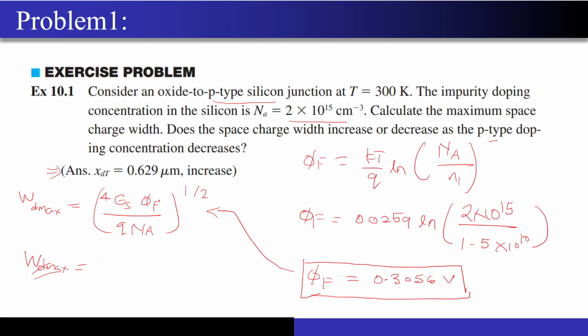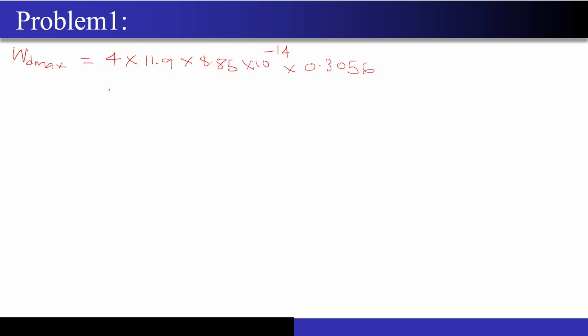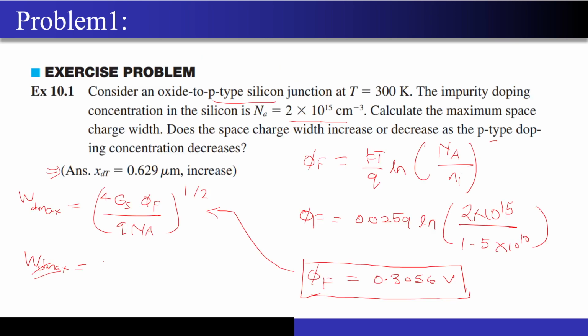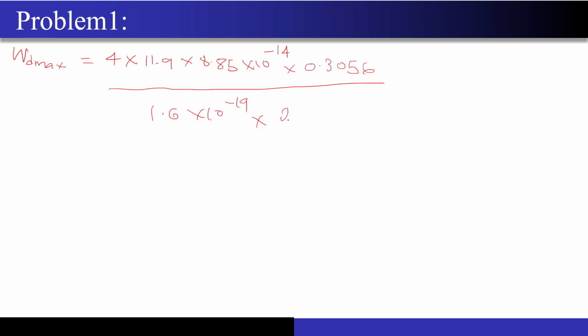0.3056. And what was there in the numerator? Q times Na. Q is 1.6 into 10 to the power minus 19. And the Na concentration they have given to me as 2 into 10 to the power 15, right? So if you calculate this WD max, it will come out to be around 0.634 micrometer. And this is what they were asking in the question. So we have solved the first part, right?